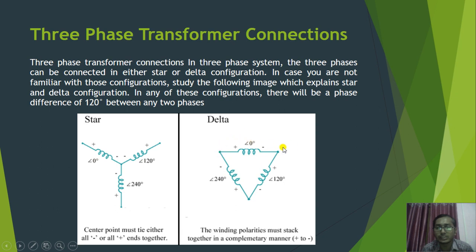Suppose this is A and this is A dash, this is B and this is B dash, this is C and this is C dash. You see from this diagram that A dash is connected not with B dash but with B. Similarly B dash is not connected to C dash, it is connected with C, and similarly C dash is connected with A. So here we are getting a delta shape and here we are getting a star connected shape. Here the same kind of polarities are connected together, and here different types of polarities are connected together.